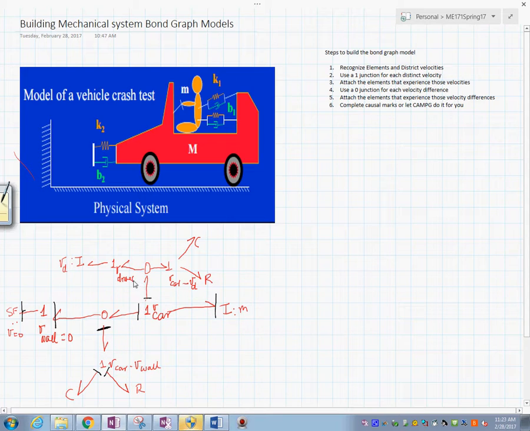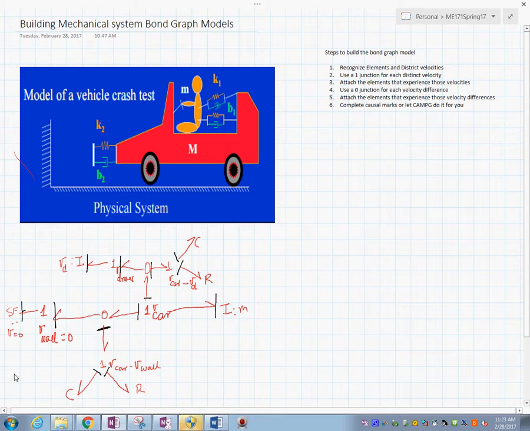Where else? In integral form like that. That makes this way. You see you have these two set up like this, then the zero needs one to set the effort. Now this sets the flow for the other two, and then these are like that. And we have finished the causal assignment. But what I was saying is you could let CamG do it for you.